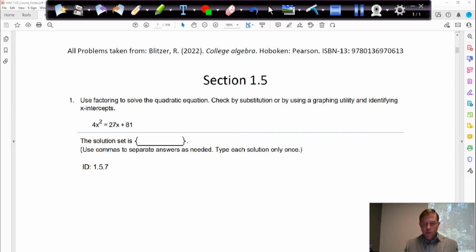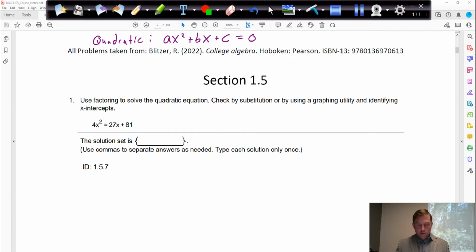We're going to look at section 1.5, and this is going to be on quadratic functions, quadratic equations, and how to solve them. We're going to look at several methods to solve them. So let's look at this first problem here. First off, let's write that a quadratic equation is of the form ax squared plus bx plus c equals 0.